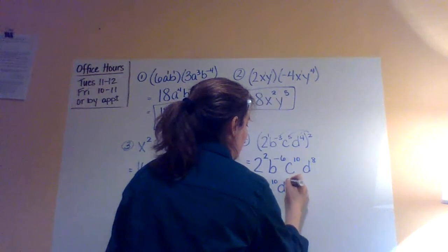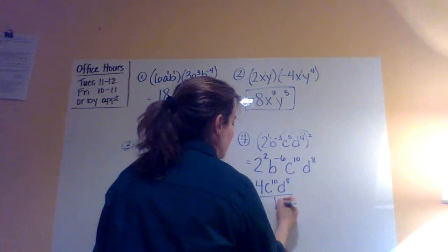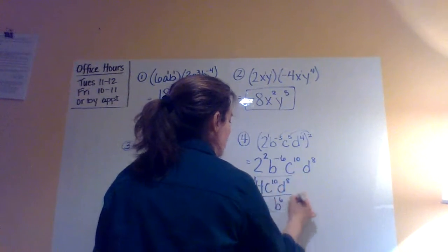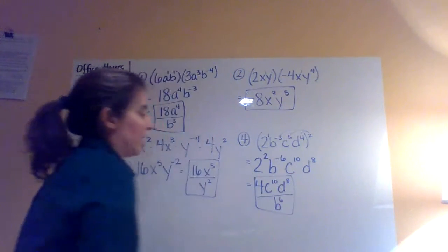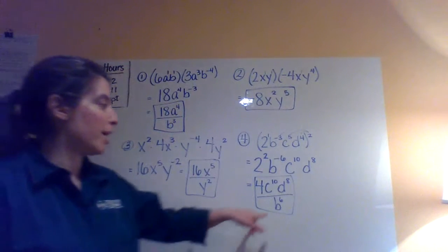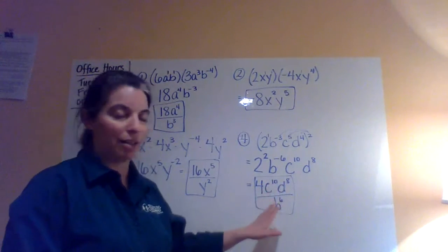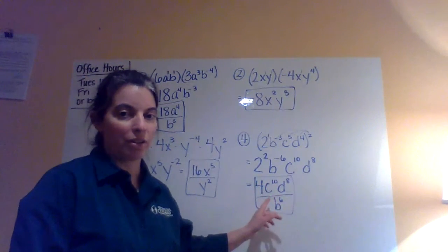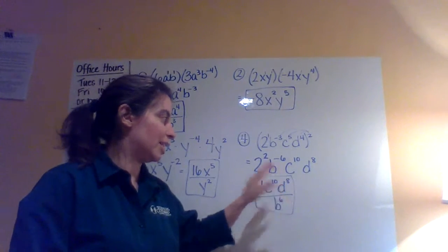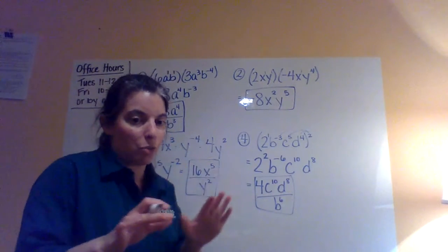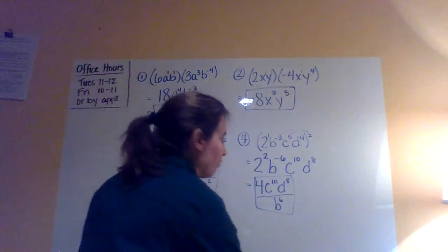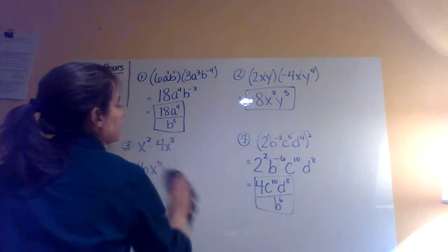C to the 10th, D to the 8th, those are going to stay. B to the 6th had to move down to the denominator. Now remember that we cannot do anything to combine these once they have not like bases. So 4C to the 10th, D to the 8th, the C and the D can't be combined at all. So you want to just leave things alone if they have unlike bases.